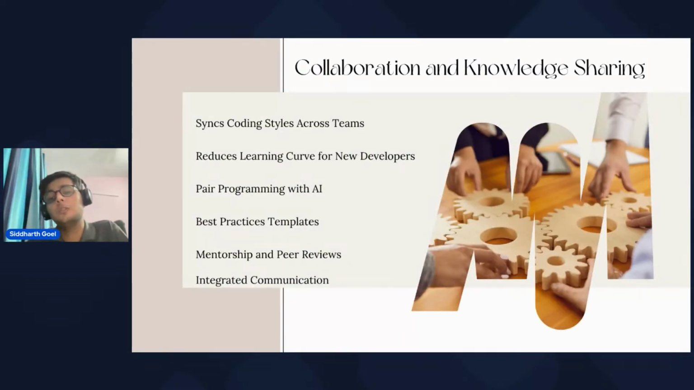Then next comes how Copilot Studio is helping to collaborate and share knowledge between your teams. It syncs the coding style across teams. Let's say you are working on a big project where multiple teams have been allocated different features to work upon, and every team has its own coding style. So when all the coding styles are combined in a single project, it can be a bit harder to maintain consistency across all the features. But Copilot Studio helps to maintain a single uniform coding style across the teams, thus making your code more maintainable and saving time in future.